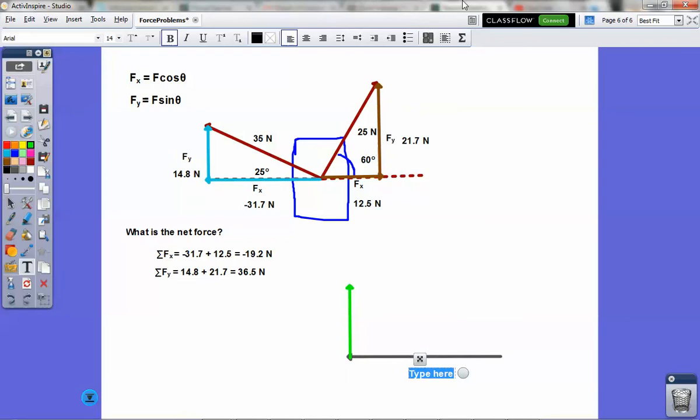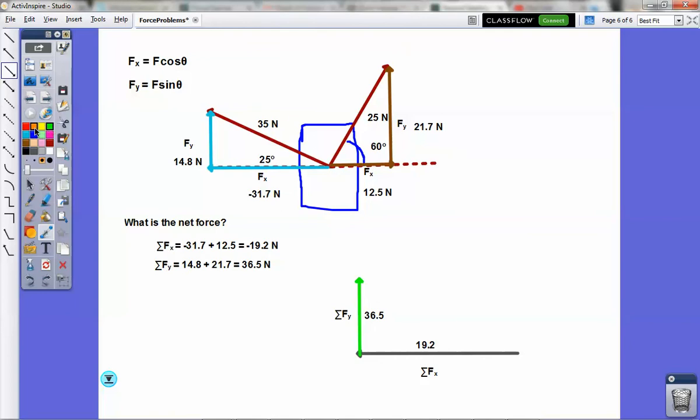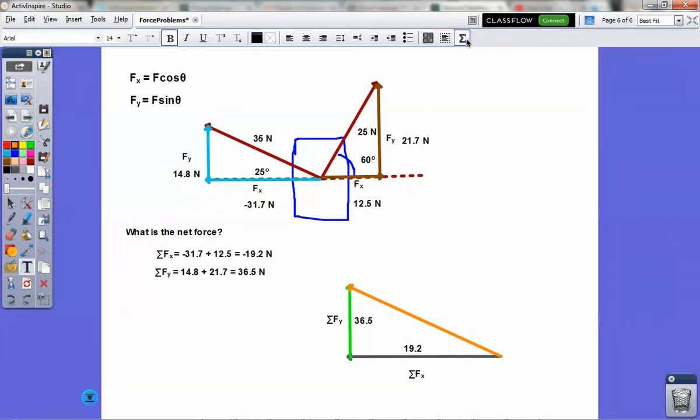So this vector here would represent the sum of the forces in the x direction, and this vector here would represent the sum of the forces in the y direction, which we already calculated. We already figured this out. I'm going to use just the magnitudes here, so not the signs: 19.2 here and 36.5 here. Now, the last part would be the actual resultant vector, which is this one right here. This vector would represent our entire net force.